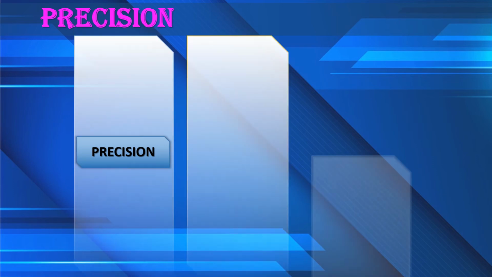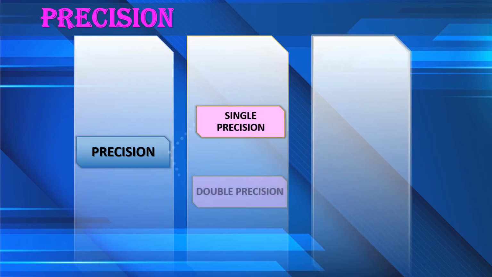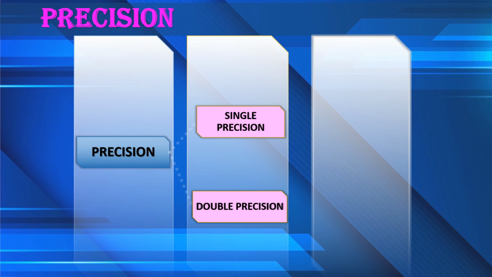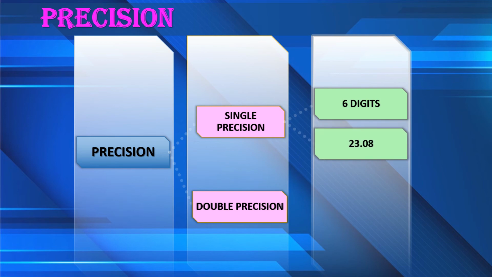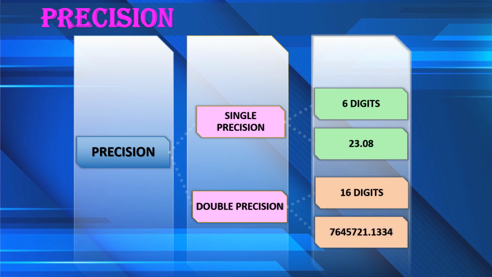One more thing, precision. Precision means how accurate a result is. It's of two types, single precision and double precision. Single precision variable can store numbers up to 6 significant digits. Significant digits are those which make up the precision or accuracy of a number. For example, 23.08. It's in the limit. The double precision variables can store 16 significant digits. For example, this number.